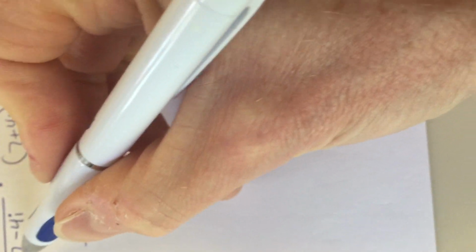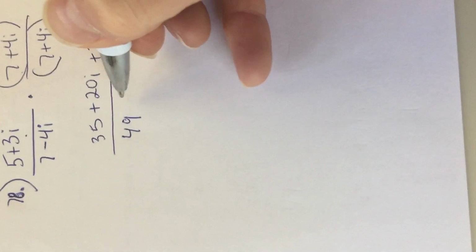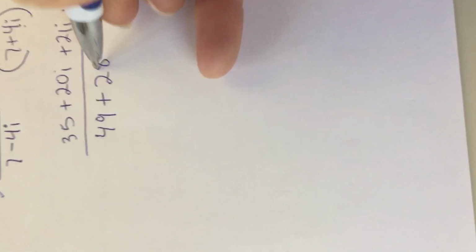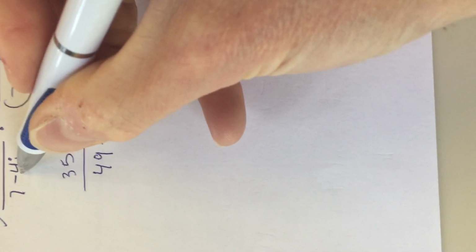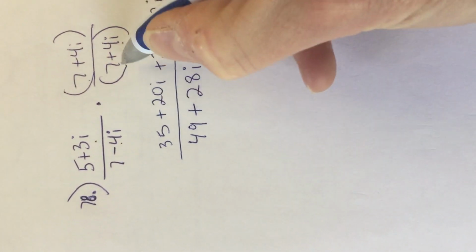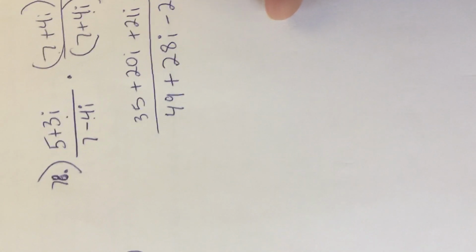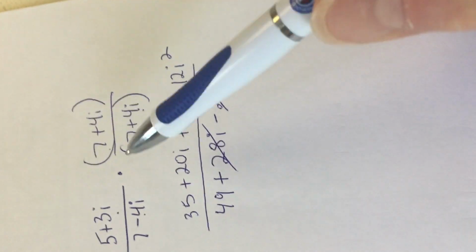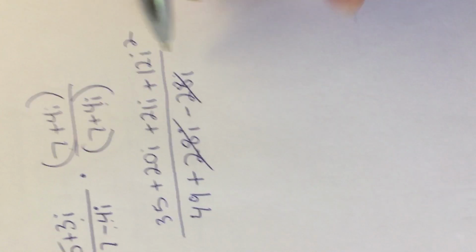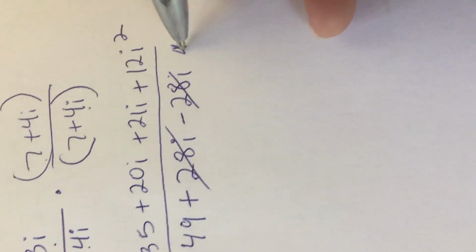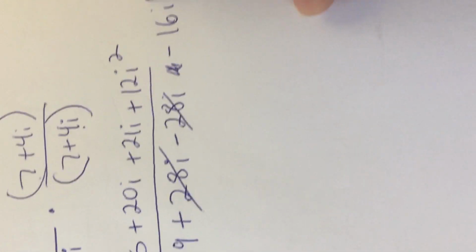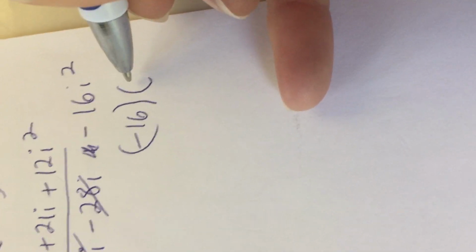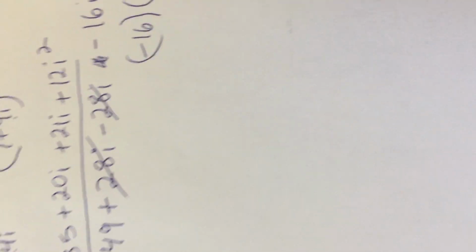Down on the bottom, I'm going to do 7 times 7, and I'm going to get 49. And then I'm going to do 7 times 4i, and it's going to be a positive 28i. And then I'm going to get the opposite here, because I have this -4i times the 7, so -28i. And I know right away that those will cancel out. And then last but not least, I'm going to do -4i times the +4i, and I'm going to get a -16i squared. And again, this is a -16 times -1, which is going to leave you with a +16 eventually.